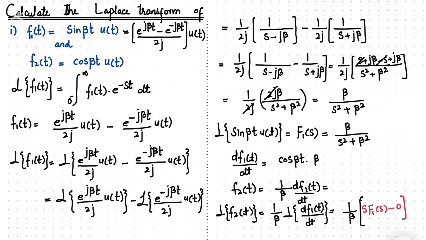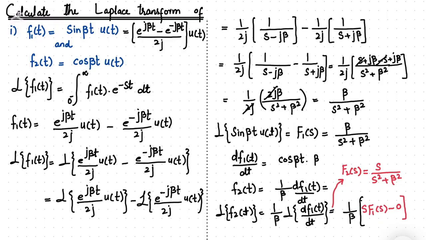So f2 of s can now be written as: this beta in the denominator would be cancelled by the beta in the numerator of f1 of s. So the result would be s over s square plus beta square. This is the Laplace transform of cos of beta t into u of t. Very, very important result.